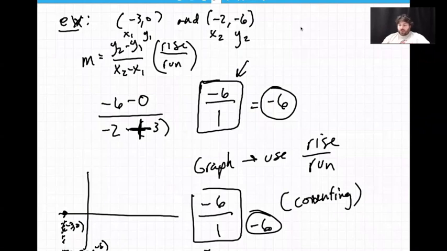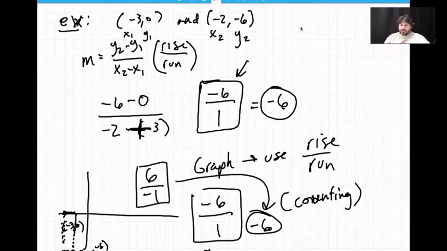Just remember, I could have started at this second point and counted up, which would have been a positive rise. So that would have been +6. But then when my run was -1, I would have still had a positive over a negative, which still gives me a -6. So you can think about it either way, but you'll still get -6 is your slope. Okay? All right.